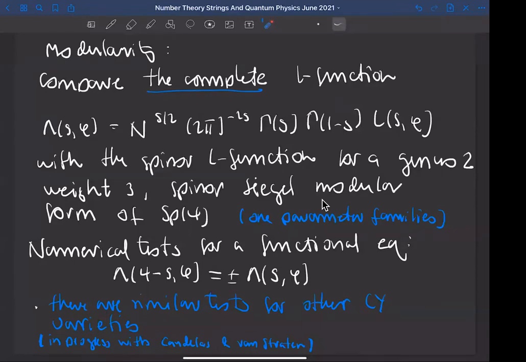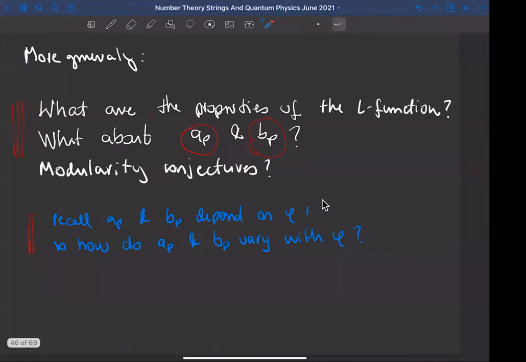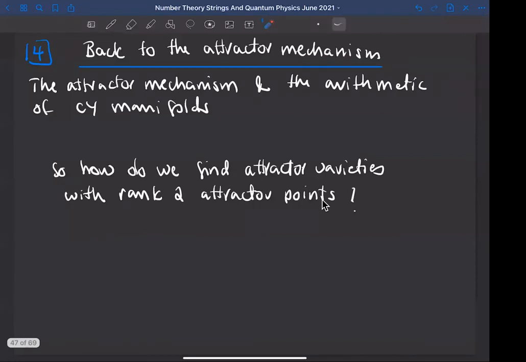Since then, there have been similar tests for other Calabi-Yau manifolds. And we are trying to say something about this in ongoing work with Philip and Duco. We will see whether we get anywhere. This is a very hard question. To summarize, more generally, what are the properties of this function? What about these properties and the modularity conjectures? And how do they vary with phi? So it is a big question in number theory and in the Langlands program in particular. So let's go back to the attractor mechanism now.